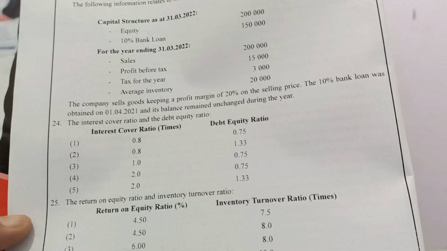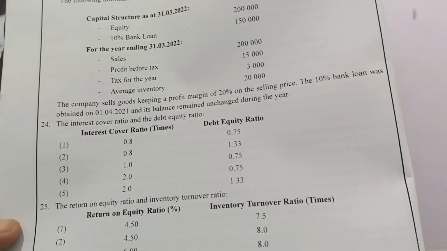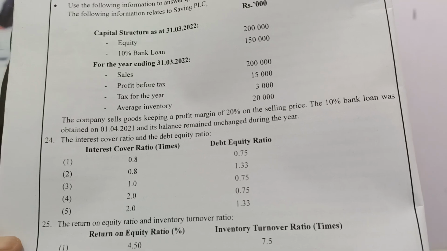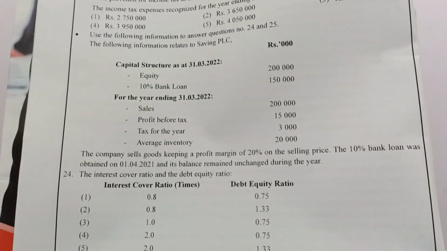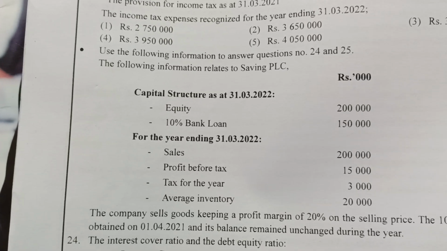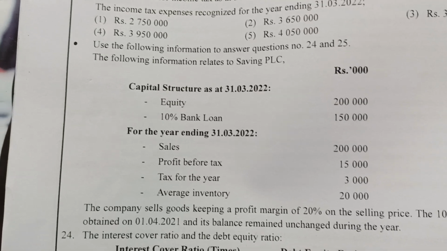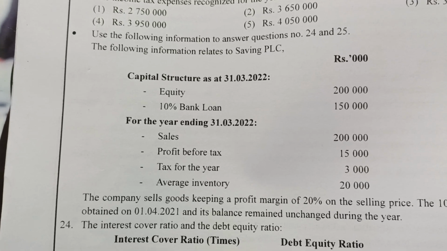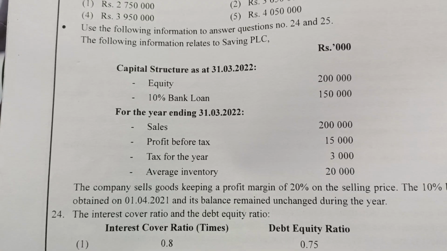It has given profit margin also, and 10% loan interest is given, with the loan obtained at the beginning of the year. Equity is given, the bank loan is given, sales, profit before tax, income tax, and average inventory are also given.